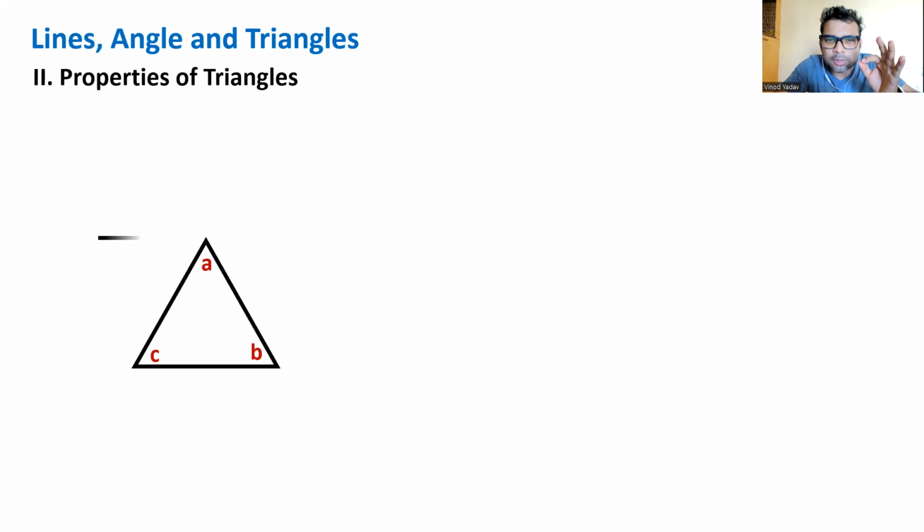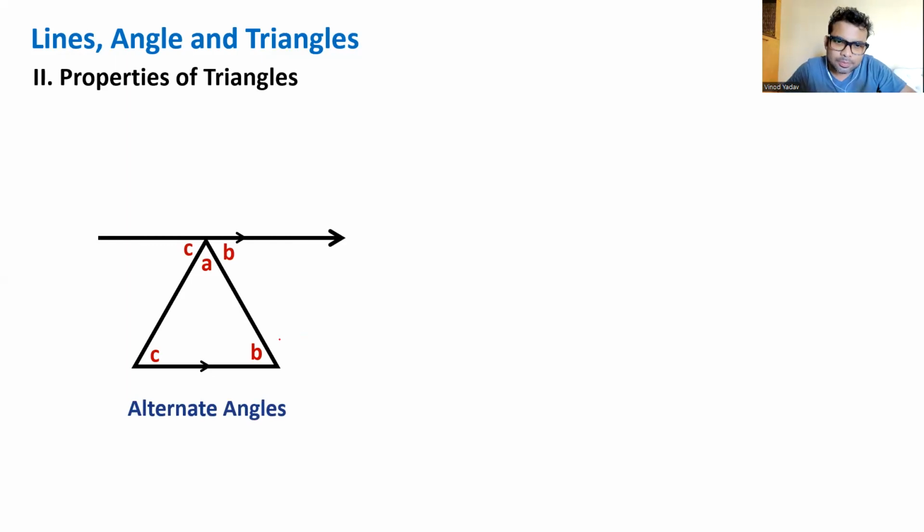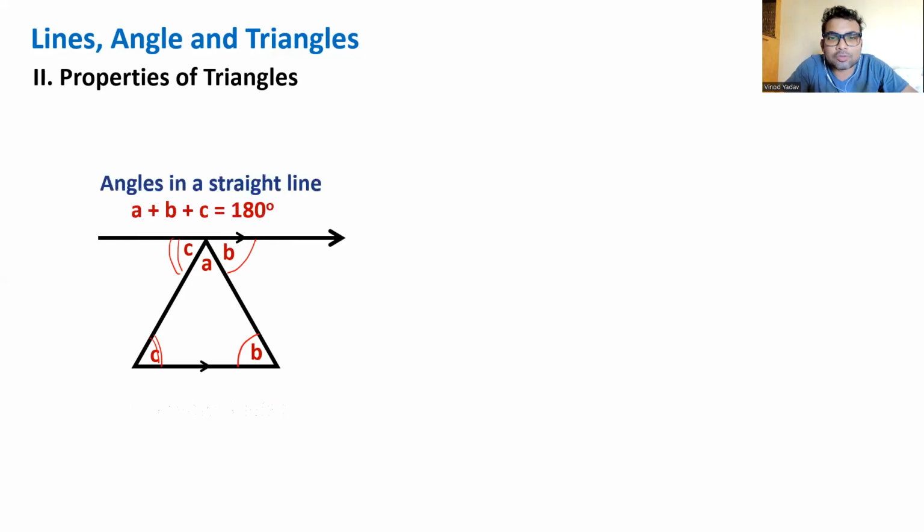See the very simple logical proof. I have just drawn a line parallel to one of the sides of the triangle. Then I can relate B and C with the other angles besides A. Can you see alternate angles getting formed? Z1 right now. This is equal to this and this is equal to this. Now A, B, and C are all on the same straight line, so their sum will be 180 degrees. One of the simplest proofs that the sum of all three angles of a triangle is 180 degrees.